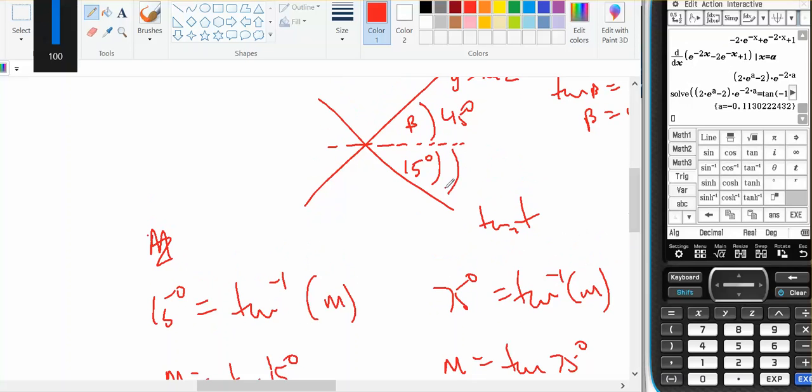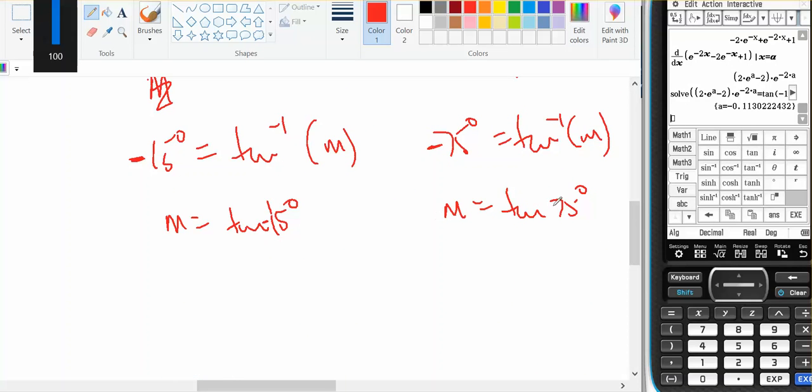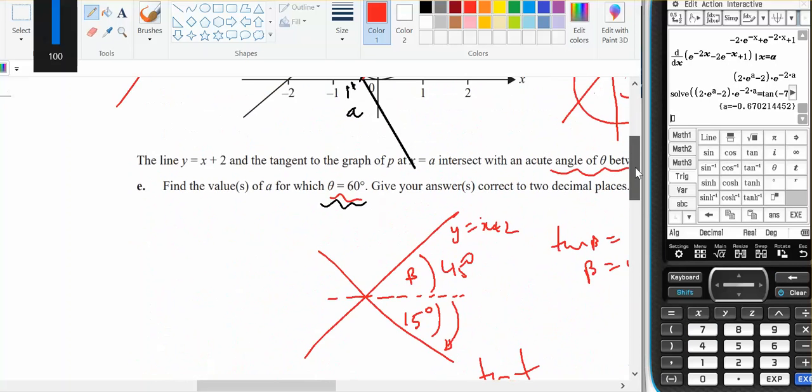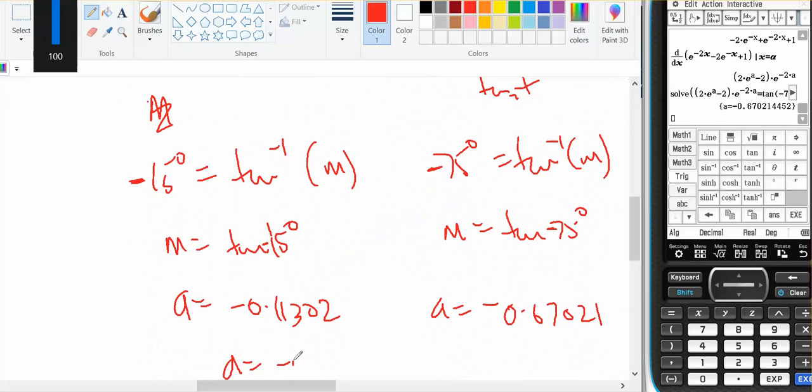My angle is down here and my gradient's negative. I want this to be negative 15 or negative 75, which means I want the tan of negative 15 or the tan of negative 75. So the tan of negative 15 gives me an a value of negative 0.11302, or negative 0.67021, and I'm doing this to how many decimal places? 2, so a can equal negative 0.11 or negative 0.67.